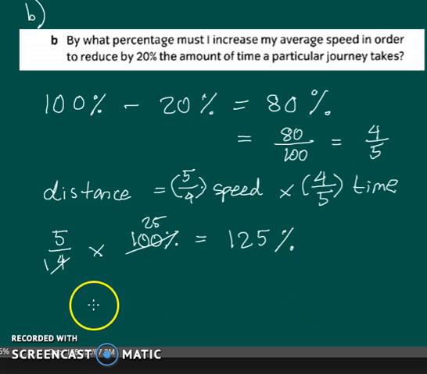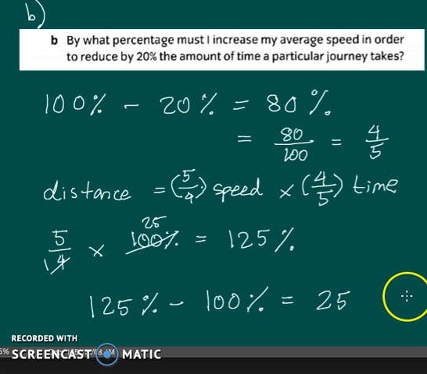So you increased it by 125% minus the 100% that you usually have, which leaves the percentage that you increased your speed by. And that's the answer.